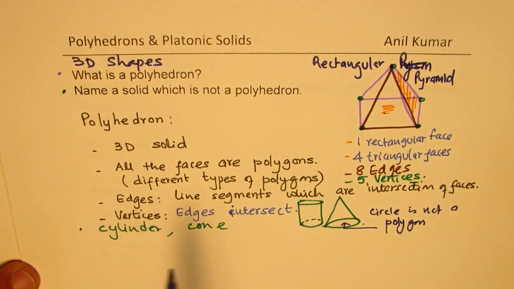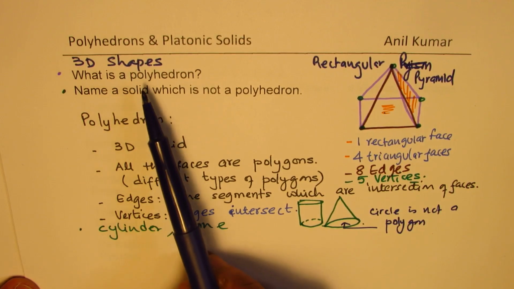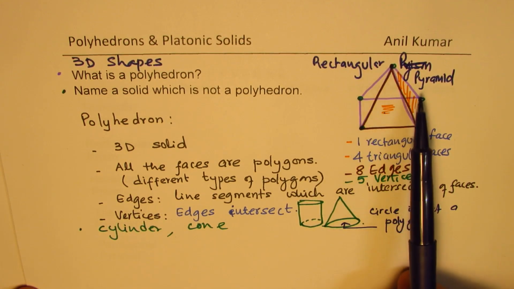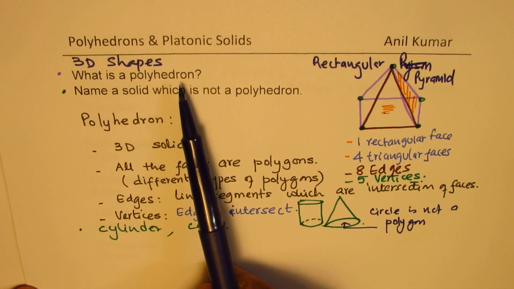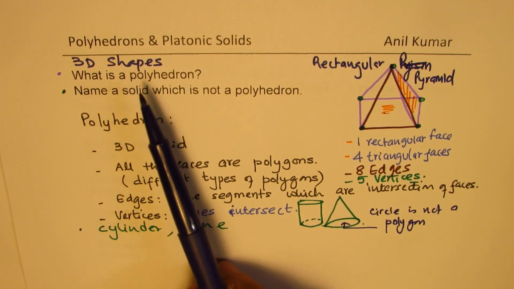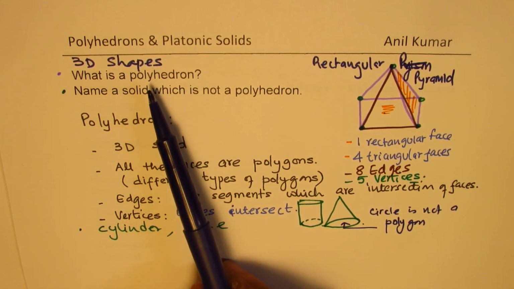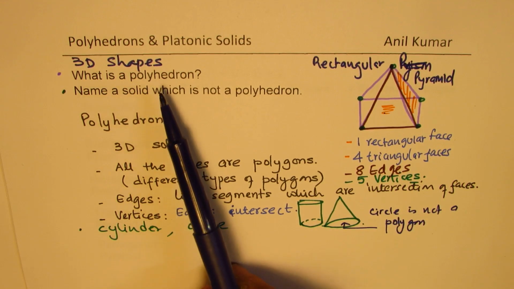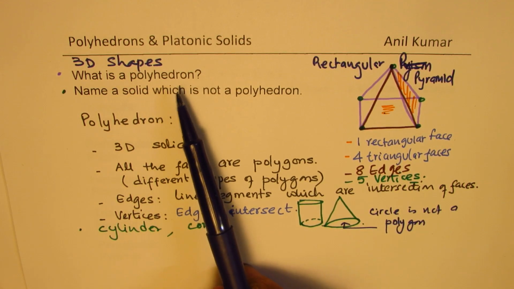So in 3D shapes, the ones which have polygons as their faces will be called polyhedrons, and if even one of the faces is not a polygon, in that case it is not a polyhedron. Perfect?